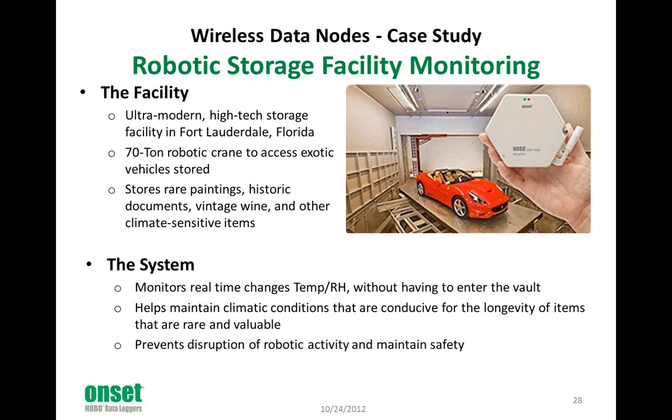The vault also has a 70-ton robotic crane that is used to access all the exotic vehicles. So the wireless monitoring system helps to prevent costly disruption of any robotic activity and maintain the safety. Don't want to send anybody in while this is all moving around. So you want to be able to get that data out all the time without having to send somebody in to offload the information. Maybe they go in, didn't know people were moving this robotic arm around, moving a car, get hit in the head. It's just not a good thing.